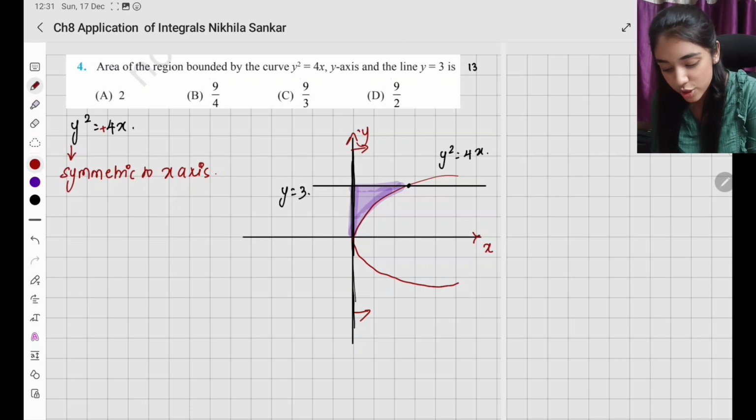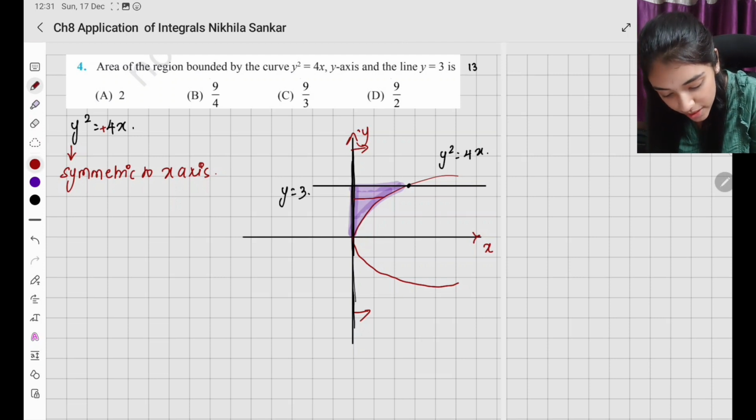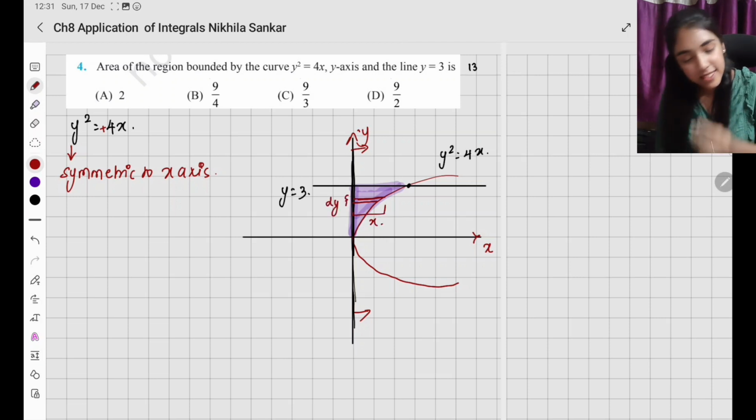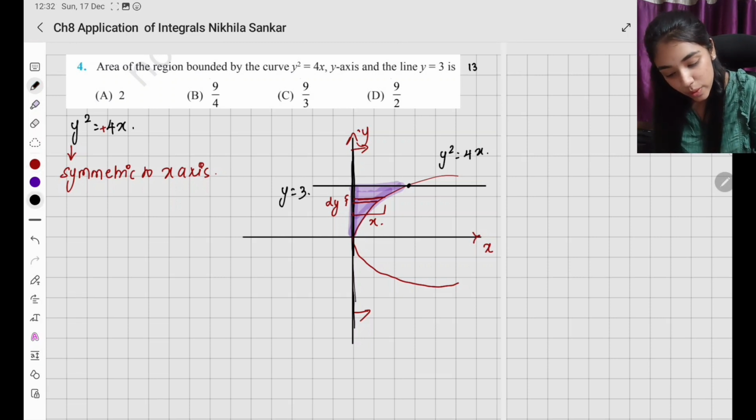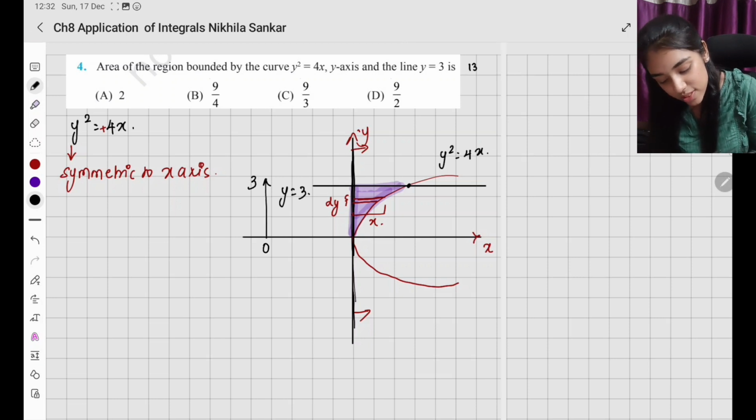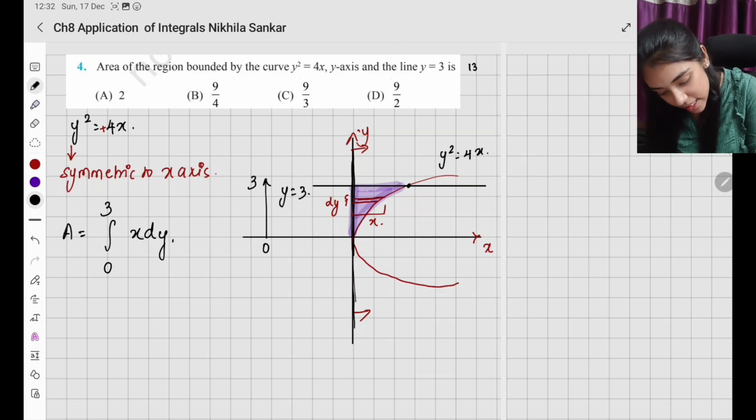So now what is going to be my thin strip? My thin strip, I'm going to take it with respect to the y-axis this time. So I'm going to take dy and this is going to be my x. Correct? This length is going to be my x. So I basically am going to integrate with respect to y-axis. Where does the y-axis travel? It is traveling like this from 0 to 3. So how does my integral look? The area that I need is going to be the integral from 0 to 3 of x dy.